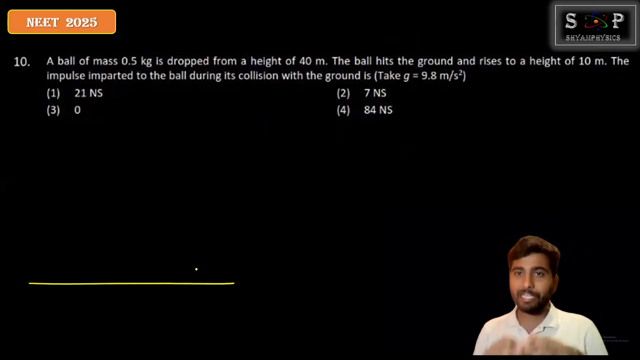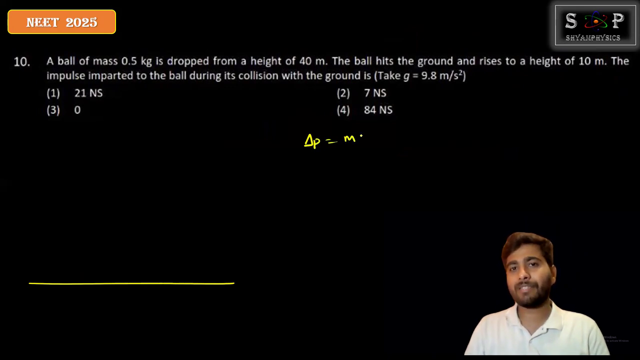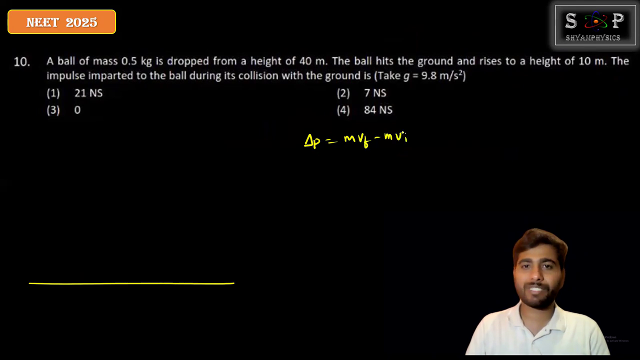The ball hits the ground and rises up to a height of 10 meters. The impulse imparted on the ball during its collision: impulse is nothing but change in momentum. Change in momentum means mass times final velocity minus mass times initial velocity.